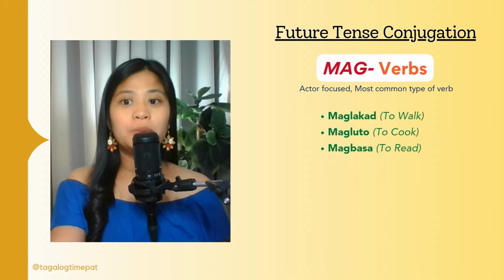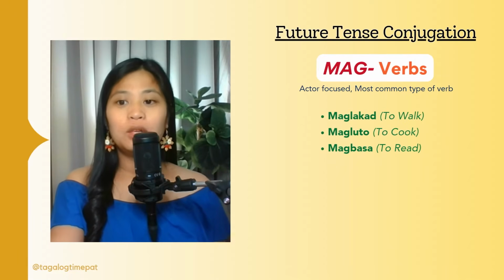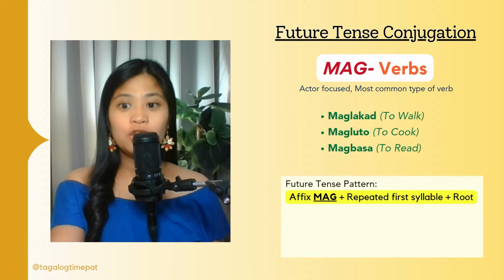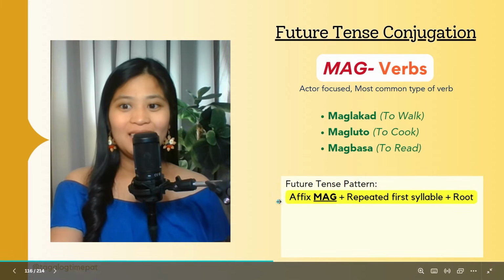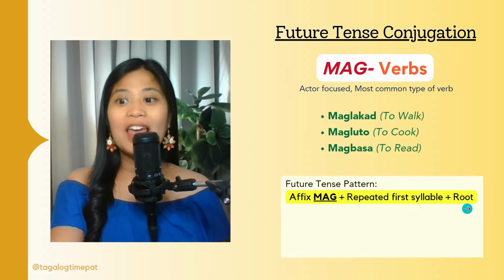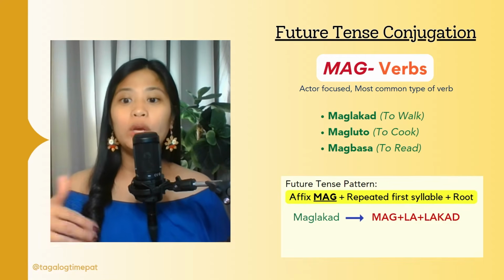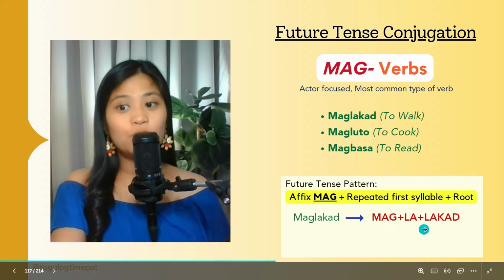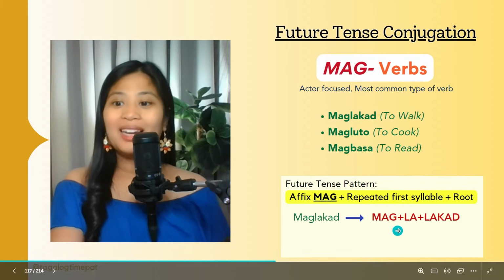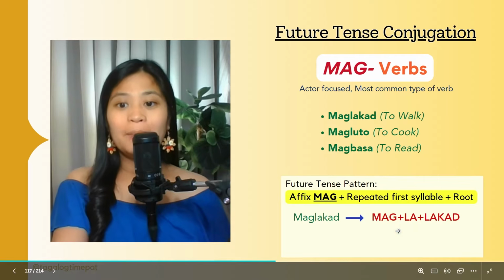Again, our mag verbs are maglakad to walk, magluto to cook, magbasa to read. Now in the future tense, this is the pattern. Now it's the affix mag, then there's a repeated first syllable, and then the root. So in the future tense, if you wanted to say will walk, maglakad becomes maglalakad. So it's the affix mag, then a repeated first syllable, and then the root, lakad. So maglalakad ako, I will walk.